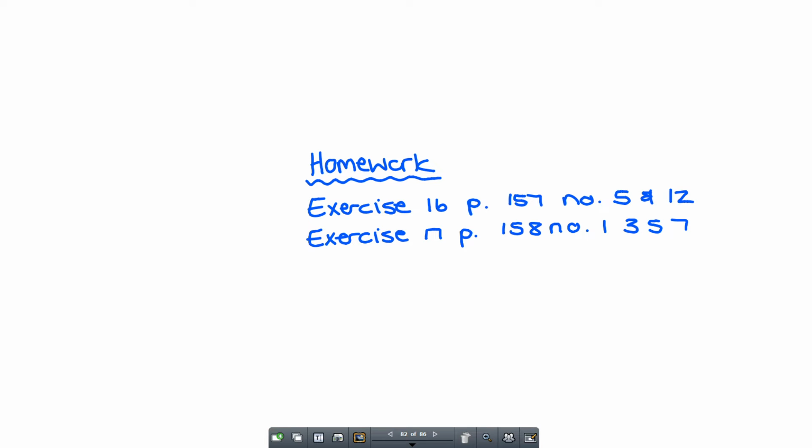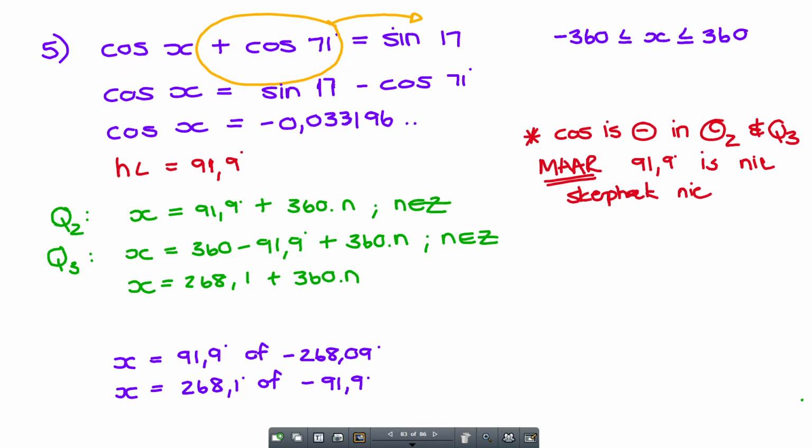Okay, graad 11. Môre. Ek wil gou vinnig net met julle huiswerk merk. Kom ons kyk gou oefening 16.